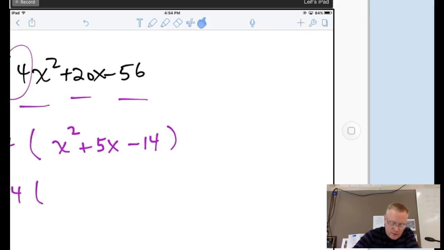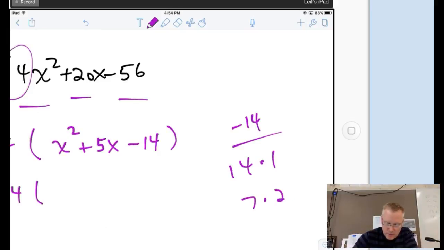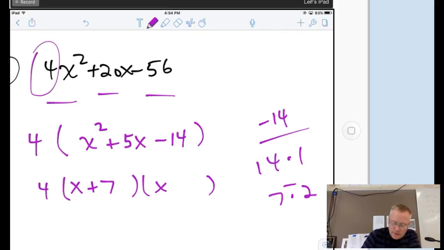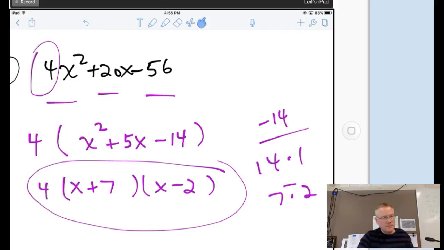at what are the factors of negative 14 that add up to 5, which gives me 14 times 1, 7 times 2. One of them has to be negative because it's got to multiply to negative 14. Which means if I make the 2 negative, I can get my answer to add up to 5. 7 plus negative 2 is 5, so I get x plus 7, x minus 2, and that's what I get when I factor it. All right.